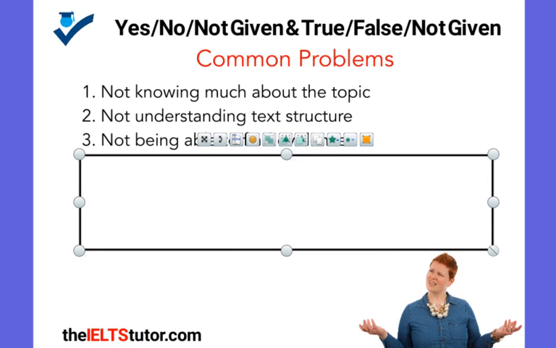Also, not being able to find evidence is another common problem. A lot of people, what low band scoring candidates tend to do is they spend too much time looking for the answer when sometimes the answer isn't there. And so because of that, they would have already sacrificed precious time that could have been given to statements that would correctly point out where the evidence is in terms of yes or true answers or no or false statements. So if you can't find the answer, that most likely means that it's not there. So don't get too bogged down with not being able to find this evidence.